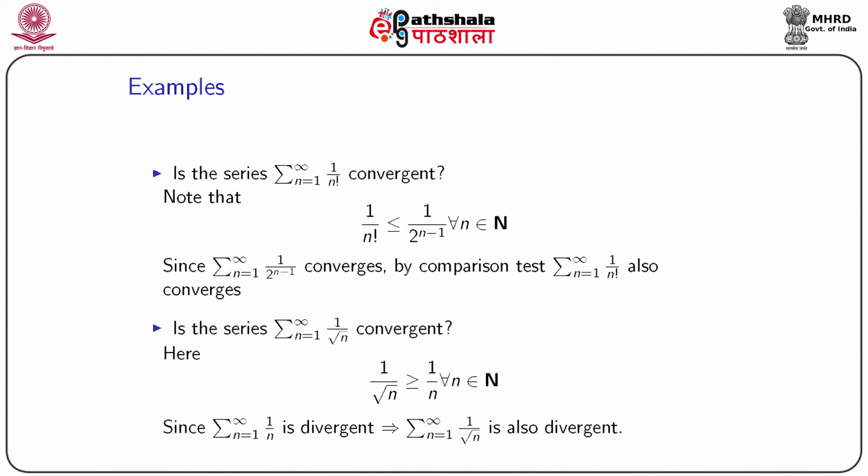Similarly, if we consider the series sum from n equals 1 to infinity of 1 over square root of n, whether this series is convergent or not. Now I can see that 1 over square root of n is always greater than or equal to 1 over n, and we know that the sum of 1 over n is a divergent series. If this is divergent and 1 over square root n is greater than or equal to 1 over n, that means 1 over square root of n is also divergent. So these two examples use the method of comparison test to judge whether a series is convergent or not.